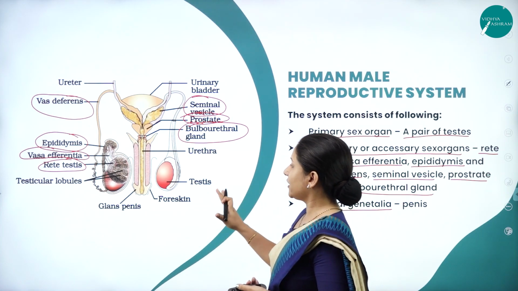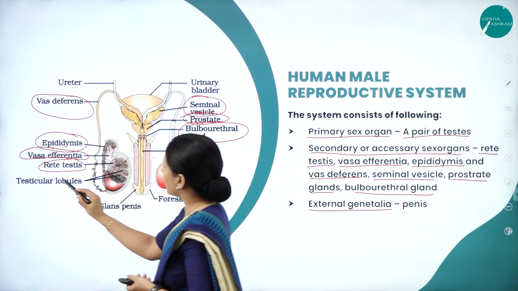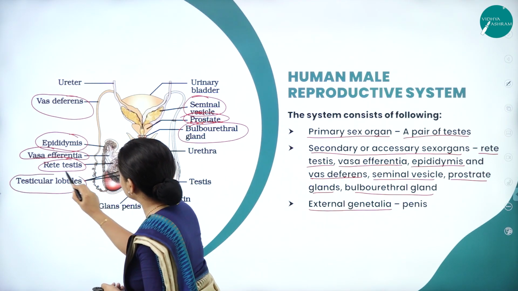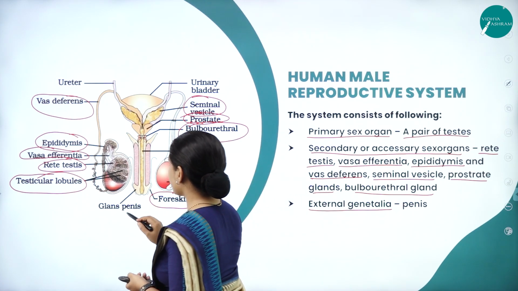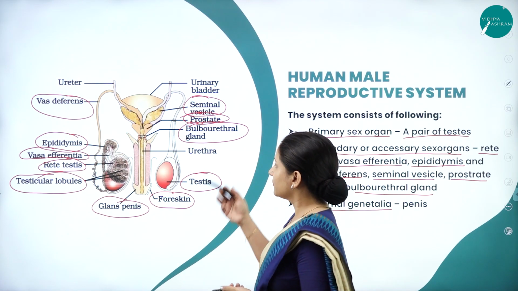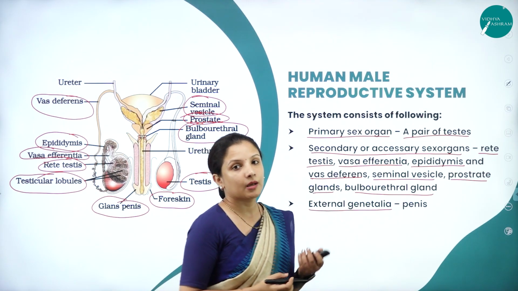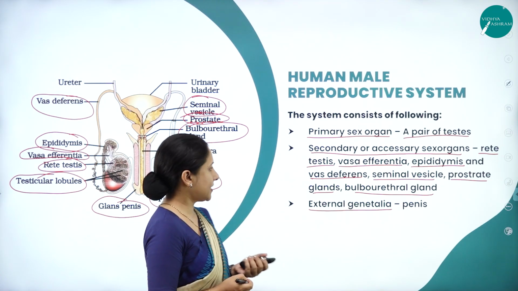Now we must mainly concentrate on all these labels which I have marked here, and you can also see the testicular lobules, the testis, the foreskin, and the glans penis. About all this we'll study later. So these are the male accessory sex organs or the secondary sex organs.